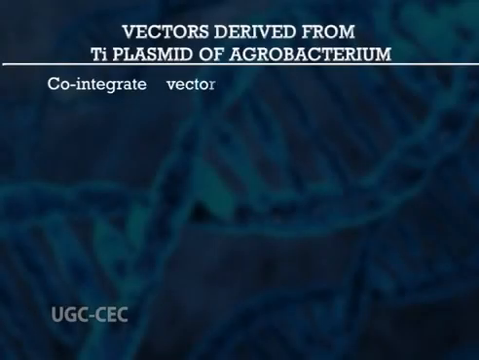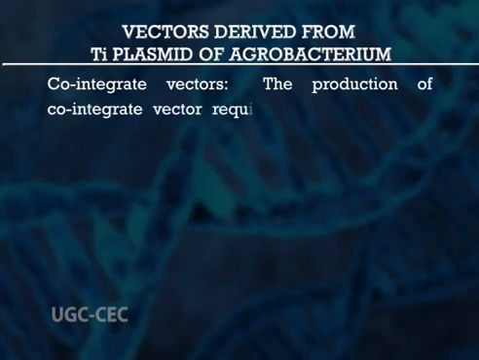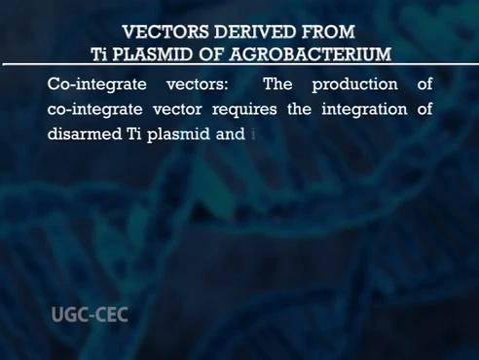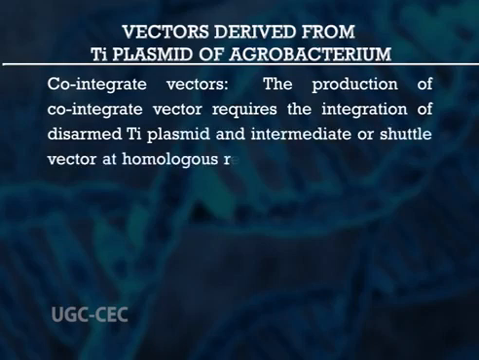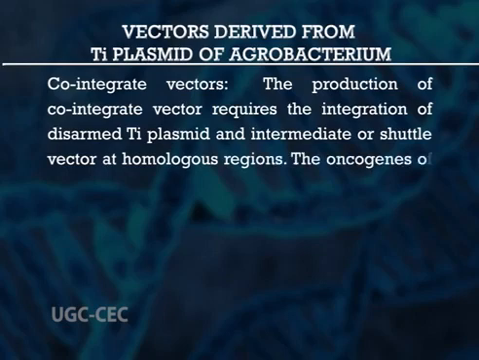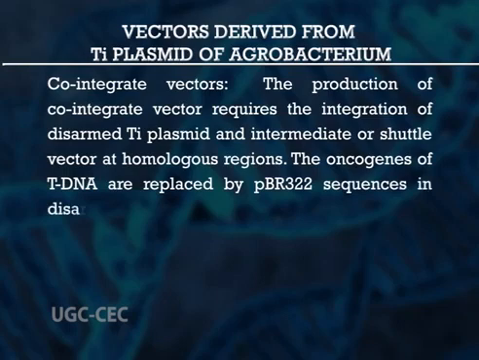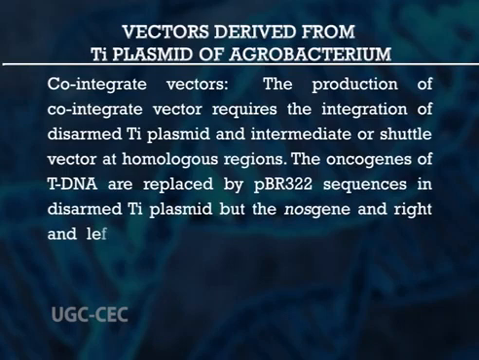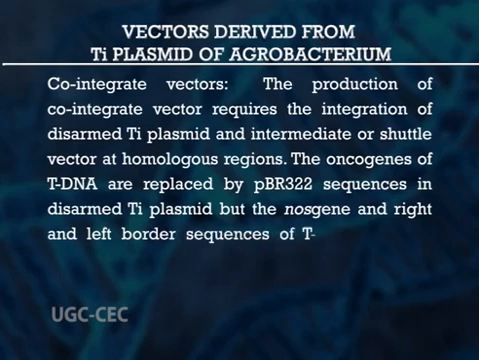Co-integrate vectors. The production of co-integrate vector requires the integration of disarmed Ti plasmid and intermediate or shuttle vector at homologous regions. The oncogenes of T-DNA are replaced by pBR322 sequences in disarmed Ti plasmid, but the nos gene and right and left border sequences of T-DNA are kept intact.